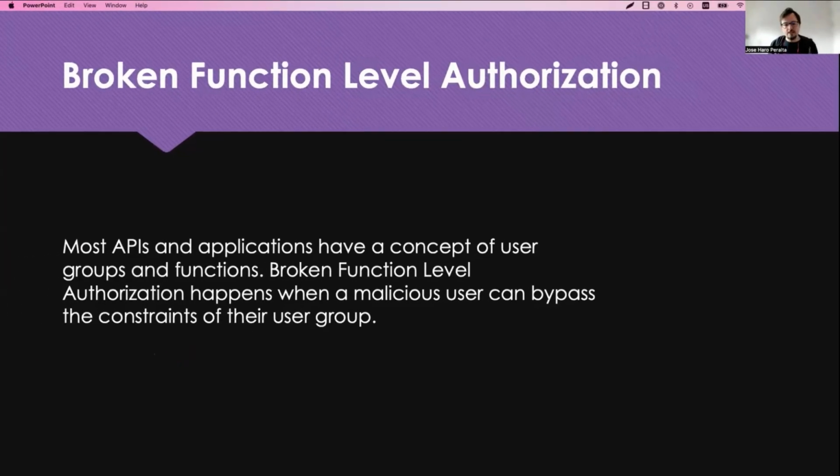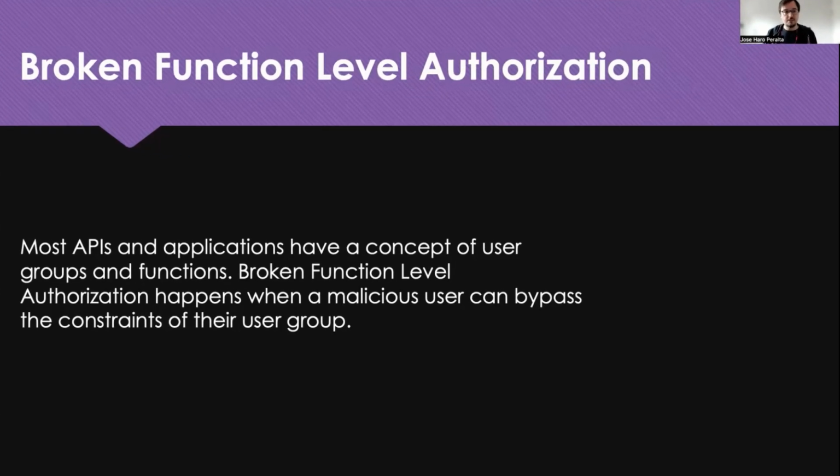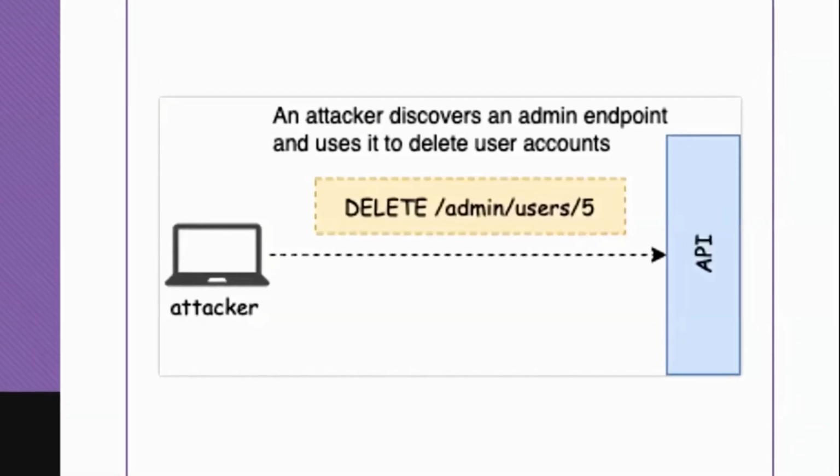Right, next one is broken function level authorization. Most APIs have a concept of user groups, user functions, hierarchies. Most classical distinction is between normal users and admins, right? So what happens sometimes is admins may have access to the API through specific endpoints, like a subdomain or a specific URL path. An attacker may figure this out and try to access those endpoints.